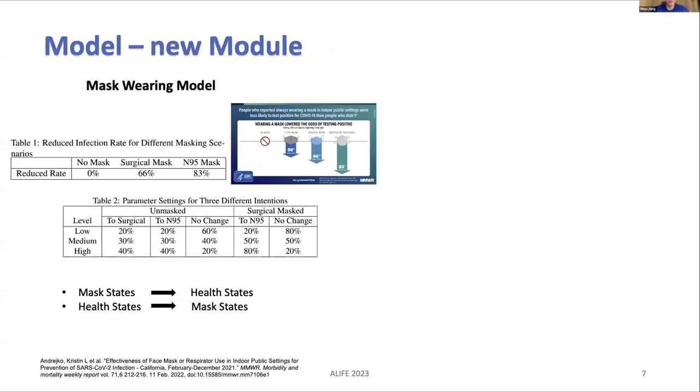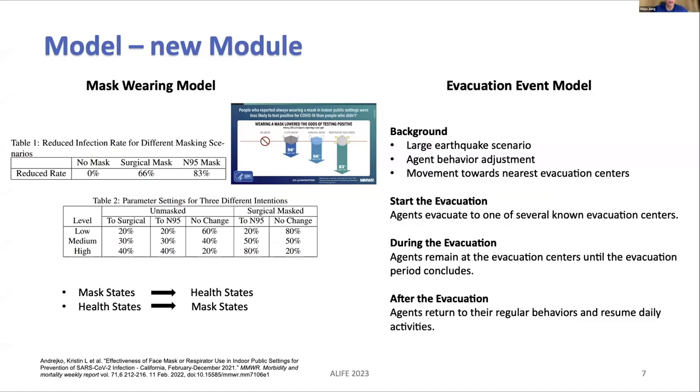So here come our 2 new proposed modules. The first one is the mask wearer model. Basically, we are assigning different mask states to the agent: no mask, surgical mask, and N95 mask. Different states will have different infection rates, and the statistics come from the report of the CDC. On the other side, we are also building different intentions for the agent to change their mask behavior. In this case, the mask state and the health state will influence each other.